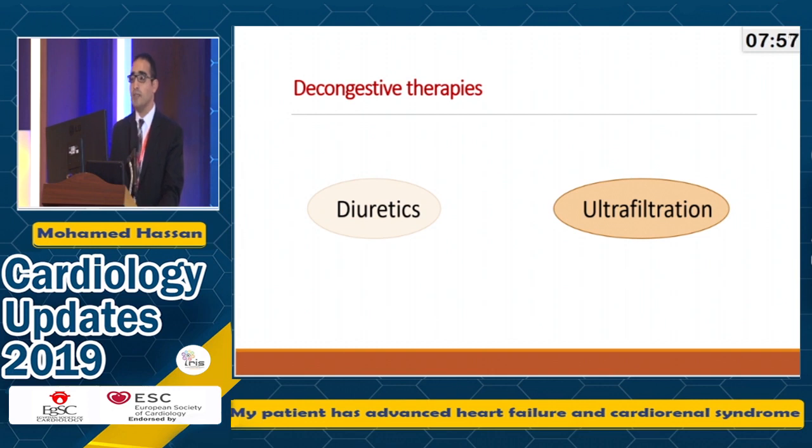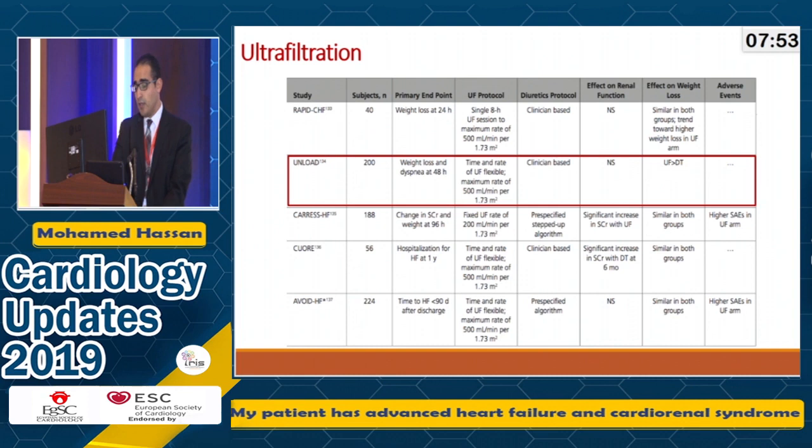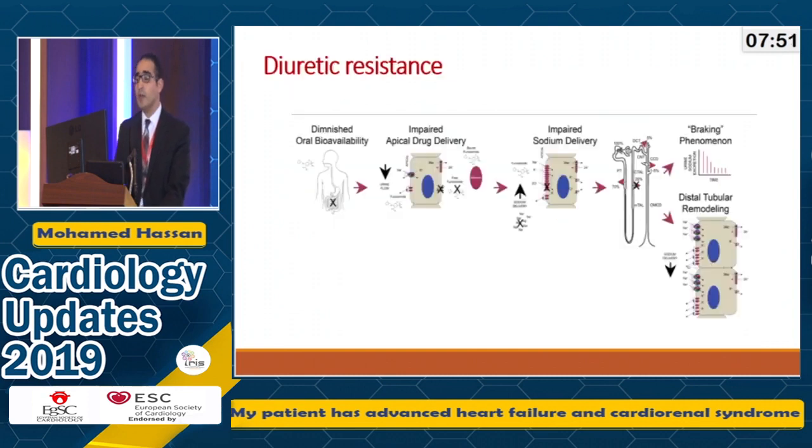The major challenge for our patients with cardiorenal syndrome is diuretic resistance. What are the mechanisms of diuretic resistance? Firstly, it's diminished oral bioavailability. We know that furosemide has oral bioavailability of 50%, which is decreased significantly when you have gastric congestion. So it decreases the absorption of the diuretic, and then impaired drug delivery.